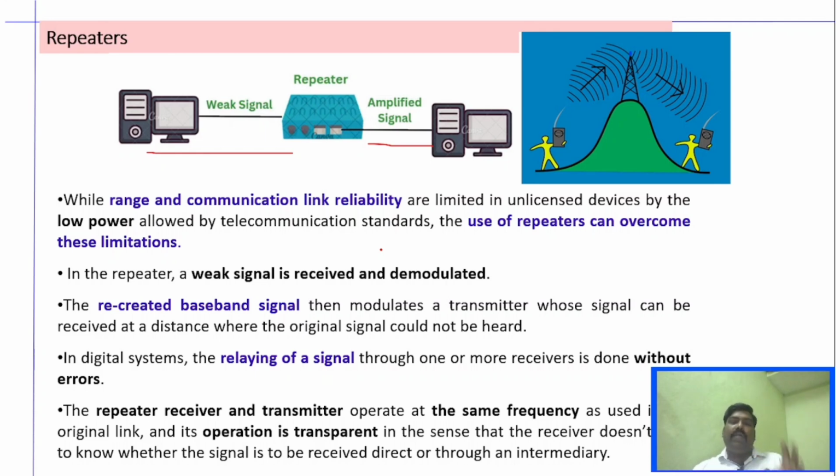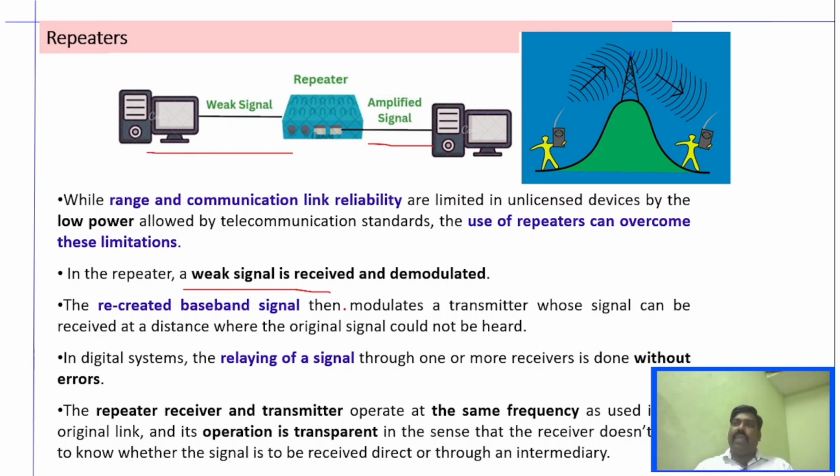This is predominantly used whenever we have a lot of limitations in using low power devices. That is, low power devices are very limited in frequency range, and the communication link is not very reliable, right? In that case, we will use repeaters, which is allowed by the telecommunication standards. And as I said, it will just receive the weaker signal, demodulate it, and recreate the original signal. That recreated signal will be modulated and then transmitted, which will be received at the receiver.